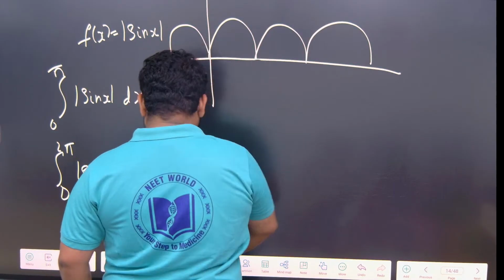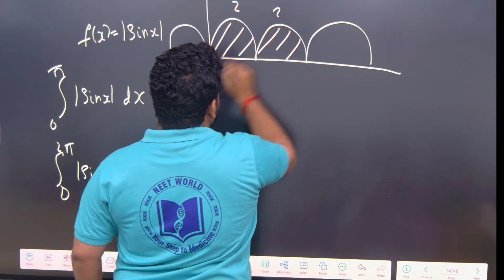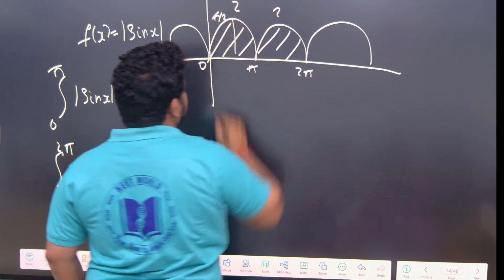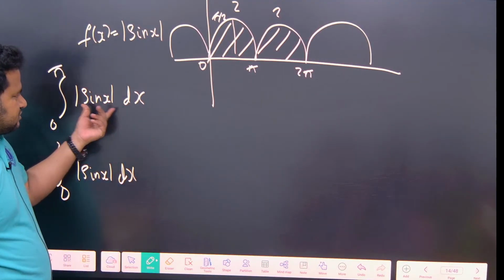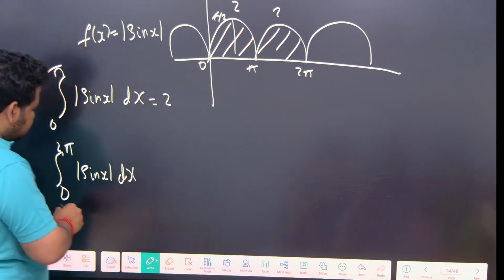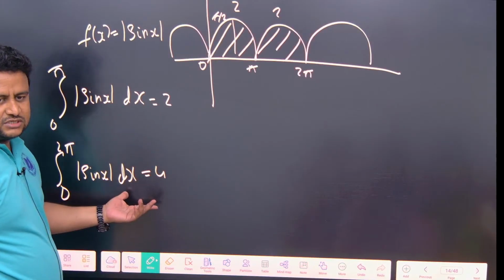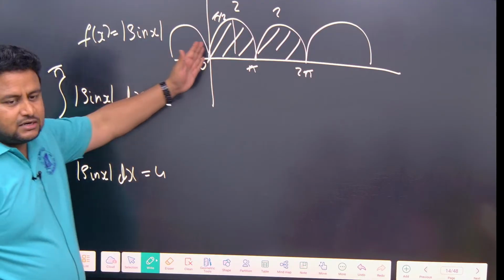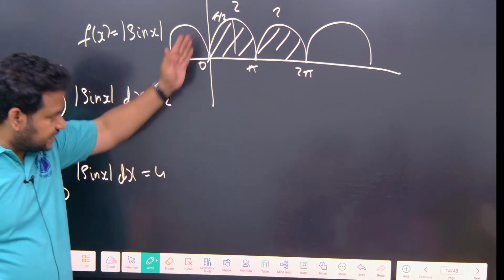I told you this hill has value 2, and this hill also has value 2. This is 0, this is pi, this is 2 pi, this is pi by 2. Now observe: the integral from 0 to pi of mod sin x dx is 2. From 0 to 2 pi the answer is 4. From 0 to pi by 2 the answer is 1. It will remain the same. Only when it comes to 2 pi does the value change. It will be 4 because negative values won't be there.